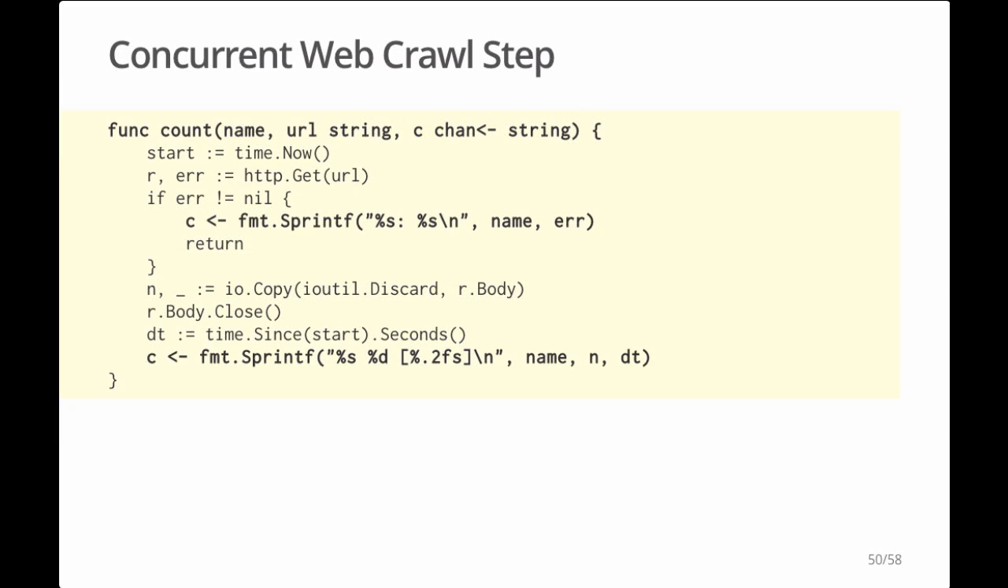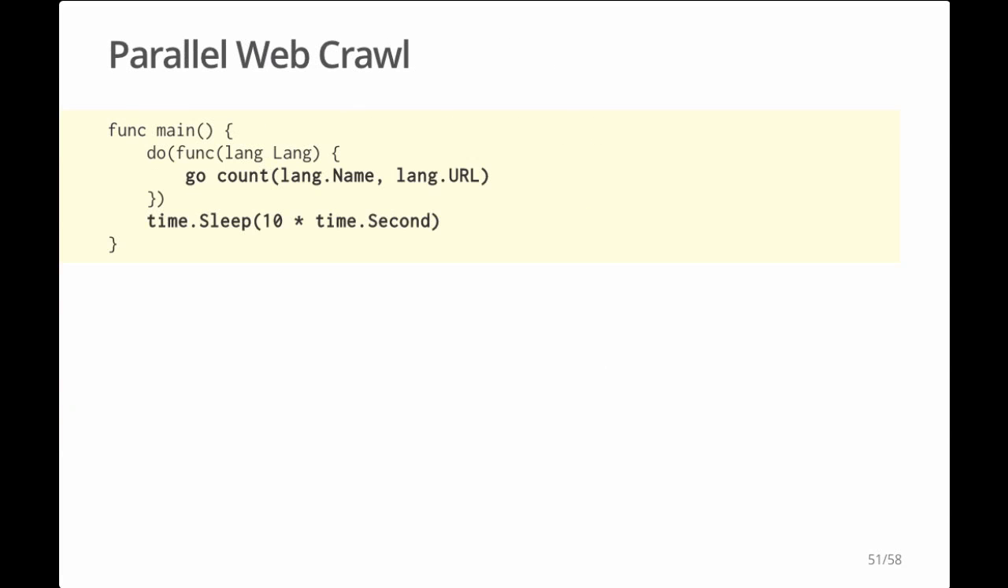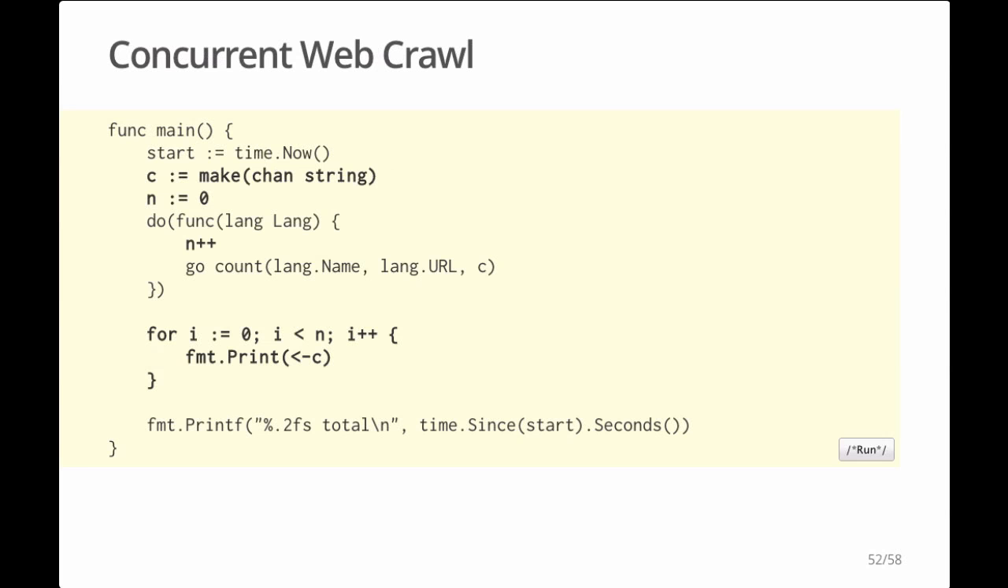I've also changed the 2 calls to printf. They now call sprintf, which returns a string, and then the code sends that string to the channel using the left arrow communication operator. And then we need to change main to call this adapted function. Here's the old parallel main, and here's the concurrent one. The new lines of code here create a channel of strings c and initialize a counter n to 0. And then the function literal that do runs for each language passes c to each new Go routine and increments n to count the number of Go routines it's created.